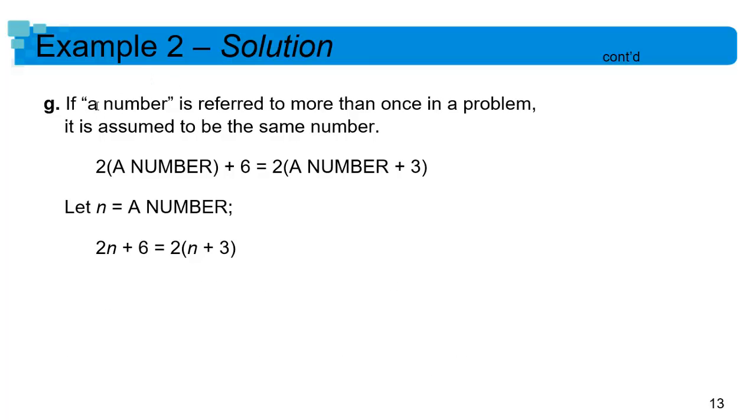If they use the phrase a number more than once, they're normally describing the same number. So if they say 2 times a number plus 6, or 6 more than 2 times a number is equal to 2 times the sum of a number and 3, the a number is the same thing both times. So you just put in any variable you want. In this case, we chose n.